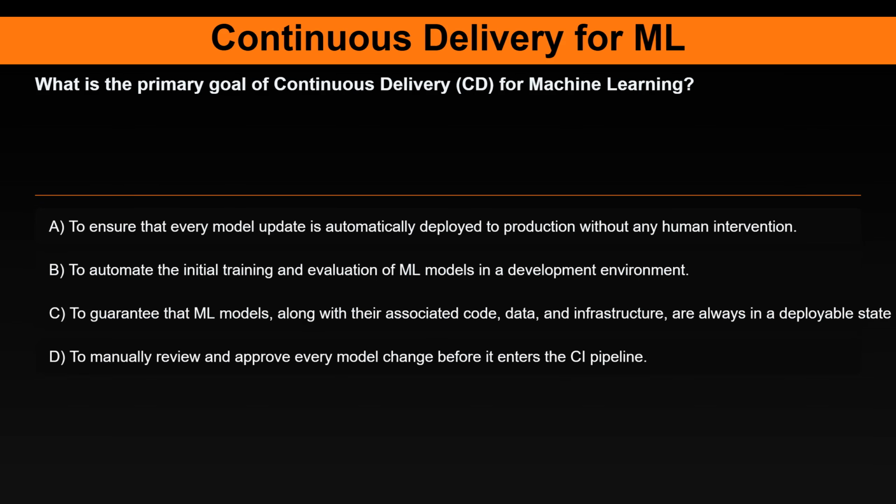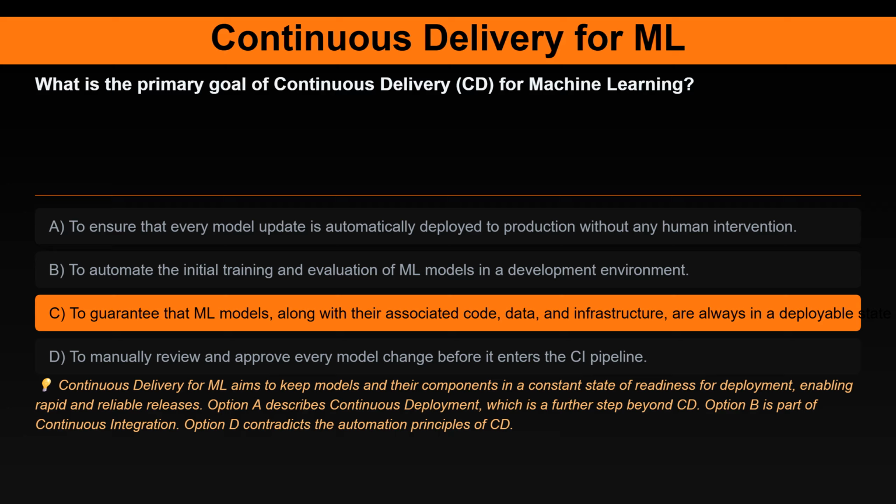Question 16. What is the primary goal of continuous delivery, CD, for machine learning? Option A. To ensure that every model update is automatically deployed to production without any human intervention. Option B. To automate the initial training and evaluation of ML models in a development environment. Option C. To guarantee that ML models, along with their associated code, data, and infrastructure, are always in a deployable state and can be released reliably and rapidly. Option D. To manually review and approve every model change before it enters the CI pipeline.